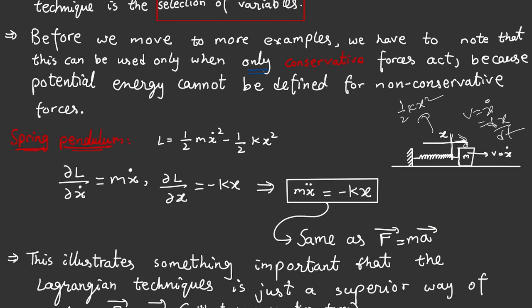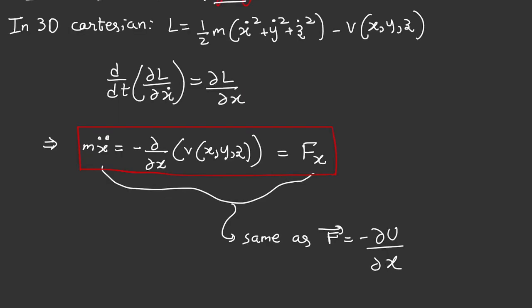So you might feel this is just a roundabout way of getting to the thing that we already know, but you'll understand why it's so powerful in the later examples. So let's now discuss a crude proof of why solving the Euler-Lagrange equations gives you the same result as F equal to MA. Say I have a 3D Cartesian system, x, y, z.